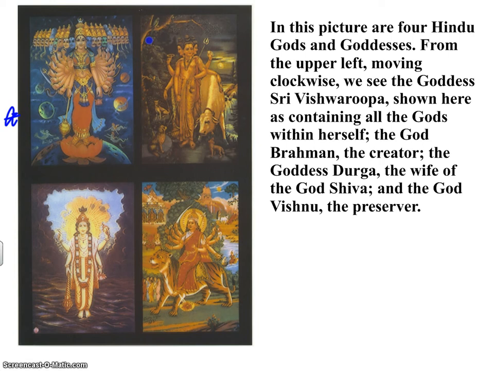One of the concepts of Hindu God is that Brahman is one God with many faces, and this is just an example of it. Okay, the God Brahman is the next one over here. Okay, you'll see with the cow that is considered sacred in India. Brahman is the creator. The goddess Durga, who is the wife of Shiva, who is the destroyer, is in the bottom right. And then the God Vishnu, who is the preserver of everything, he is in the bottom left.